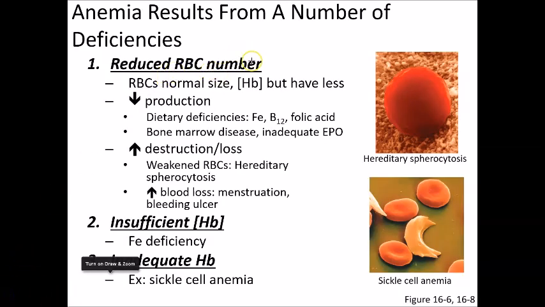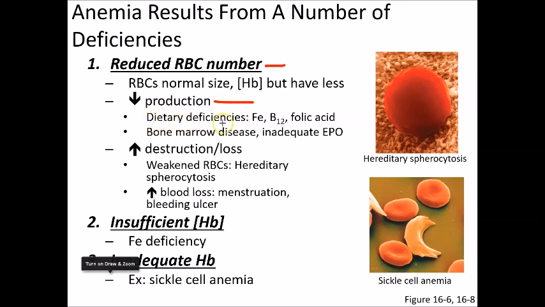So looking at some of those in a little more detail, looking at the reduced number of red blood cells can come from a number of different factors. One, you could have normal size red blood cells, but hemoglobin would be less. Or you could have red blood cells that are too small or too big or other conditions. So it could be a production problem. Oftentimes production problems can be DNA or RNA issues.